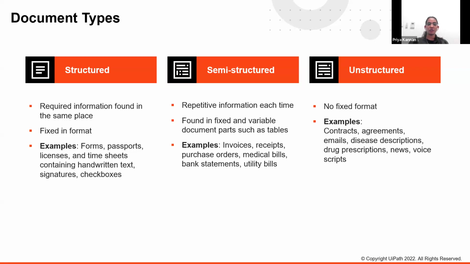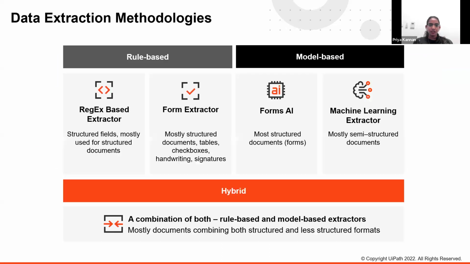So how can document understanding help us process these different types of documents? To process them, we have two different approaches: one is rule-based and another is model-based. As I said, when you have structured documents and you know what will be available, then we can rely on the rule-based approach, so the rule extractor and form extractor.